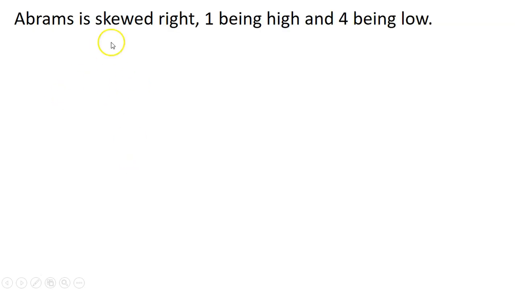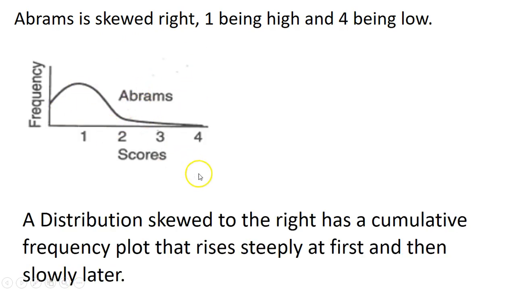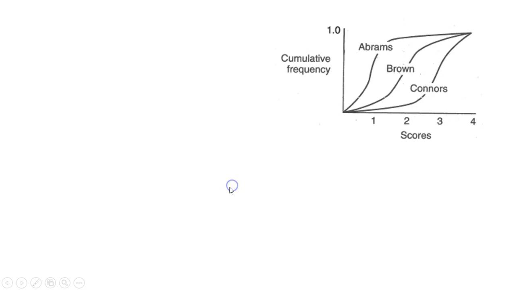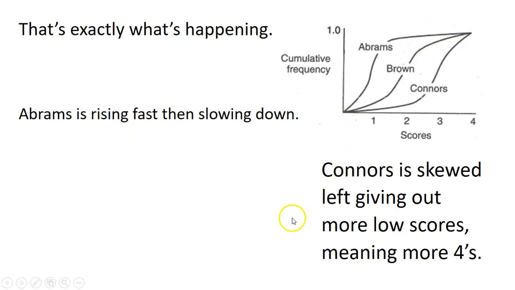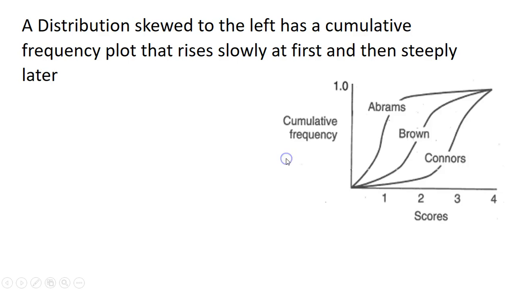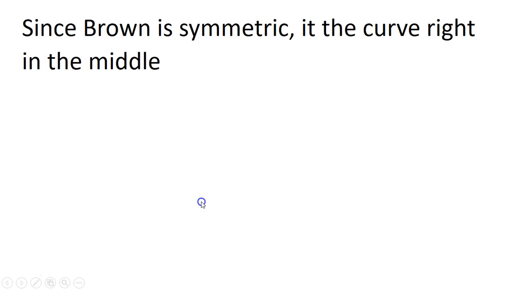Abrams is skewed right. A distribution skewed to the right rises steeply to start, and that's exactly what happened. Abrams is rising fast and then slows down. Connor's is skewed left, which means it doesn't really rise right away, but then it takes off more towards the lower end of the scores. And that's exactly what happens. Connor's is slow and then starts to speed up.